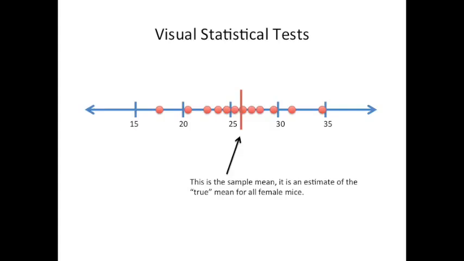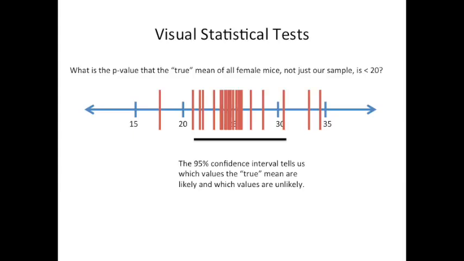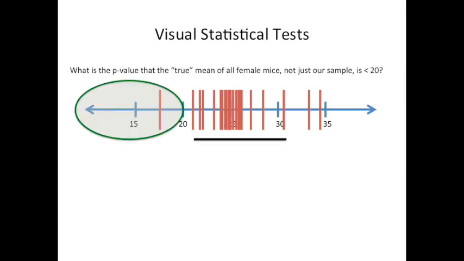Here's an example of a visual statistical test. You'll remember we originally calculated the sample mean. The sample mean is an estimate of the true mean for all female mice. Well, with our confidence interval, we can figure out what the p-value is that the true mean of all female mice, not just of our sample, is less than 20. To perform that test, we draw our confidence interval, which we know because of bootstrapping or some formula that we use. We can see that the area left of 20, so values less than 20, are outside of our 95% confidence interval.